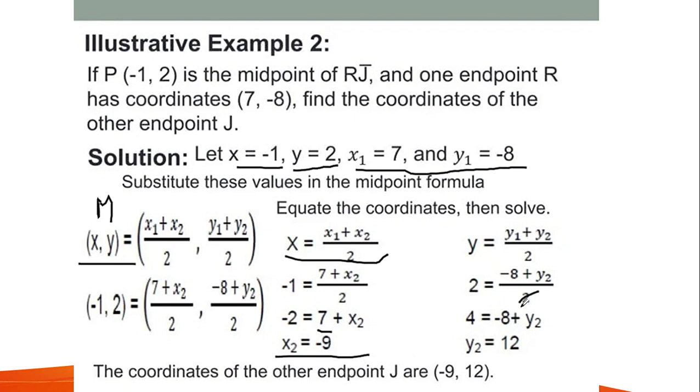But the right way is adding both sides by positive 8. When transferred to the other side, it becomes plus 8 or positive 8. So 4 plus 8, that is 12. So our J is equal to negative 9 and 12.